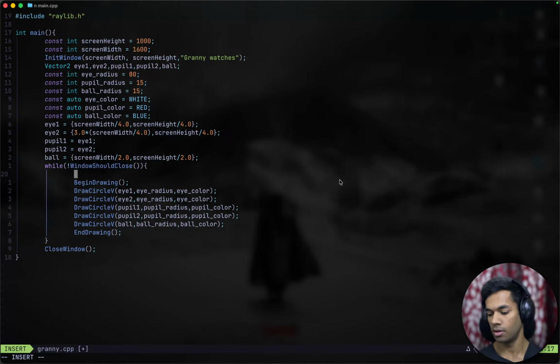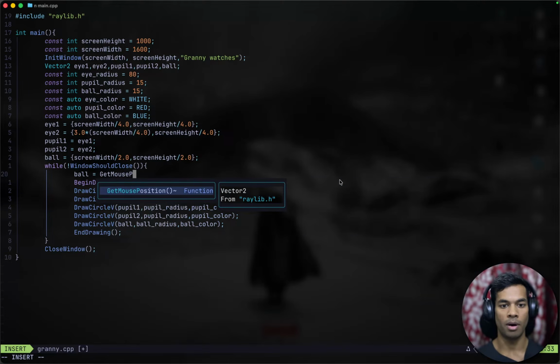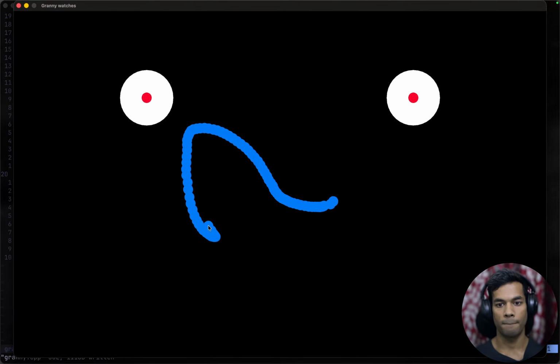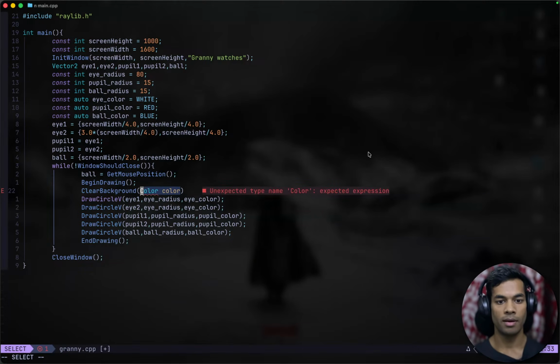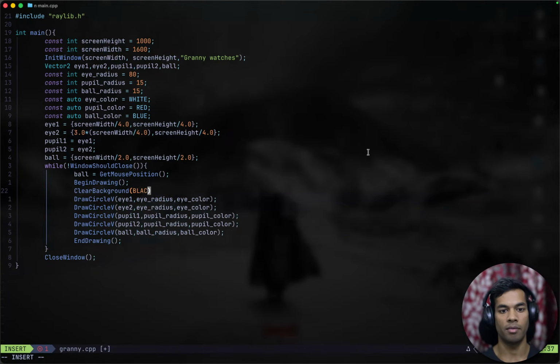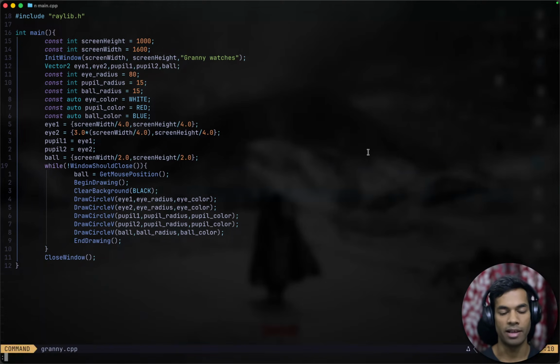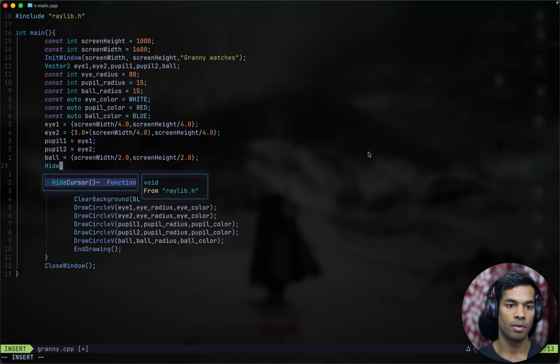But right now, we will change the ball equal get mouse position. Okay, I messed up a little bit. Clear background with the color black. And let's do, SPS is fine. Clear background and also hide cursor.